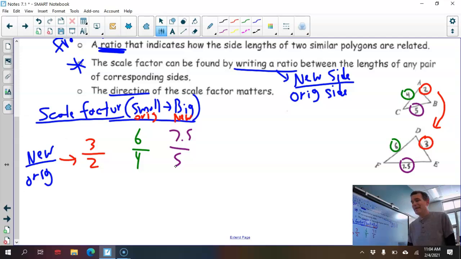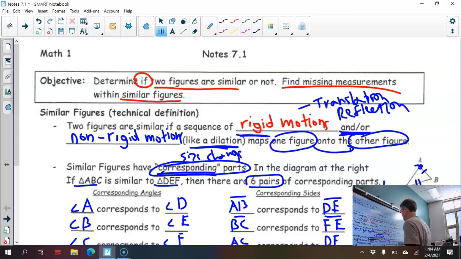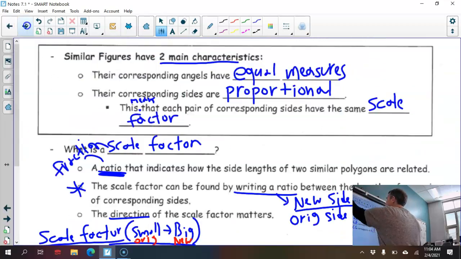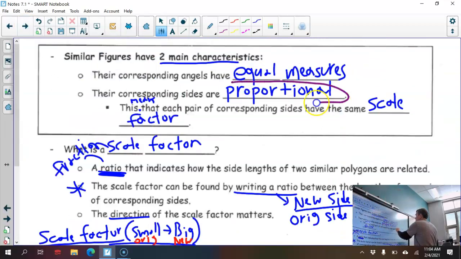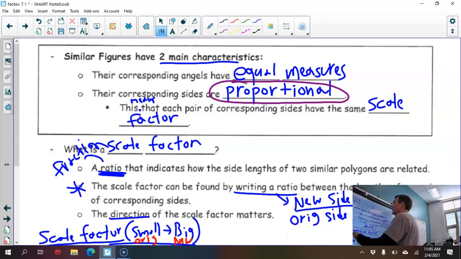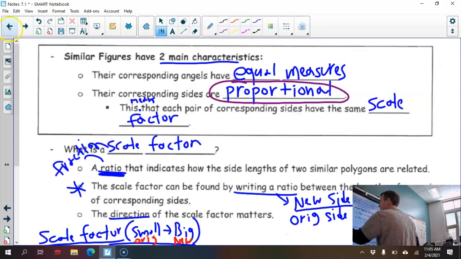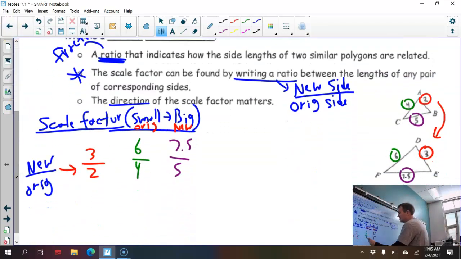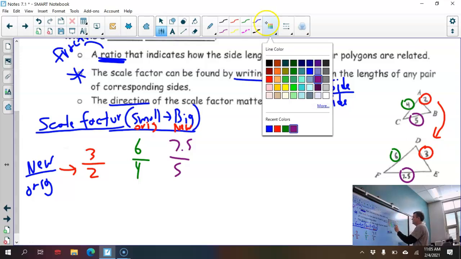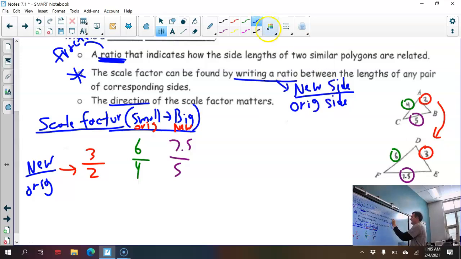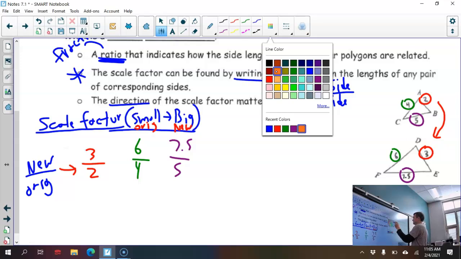Now, they say that these are proportional. Corresponding sides are proportional. And here's why. You guys all know what proportion means, right? A proportion is two fractions that are equal to each other. So look at these fractions. Do these fractions equal each other?